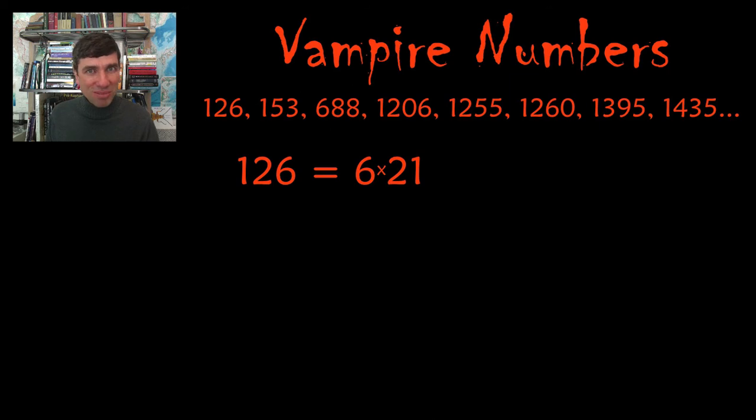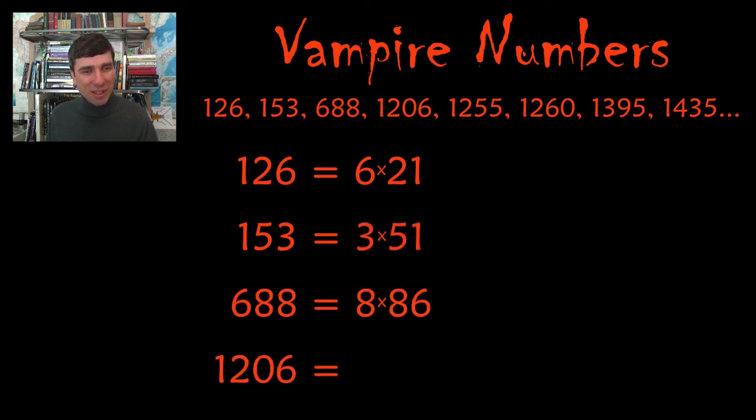Well, that's what vampire numbers are. It means that you can factor them in a way that scavenges all of the digits that are in the number. Let's see for 153. Is it equal to 15 times 3? No. Is it equal to 5 times 13? No. Is it equal to 5 times 31? Nope. Is it equal to 3 times 51? Aha, yes. So there we go.